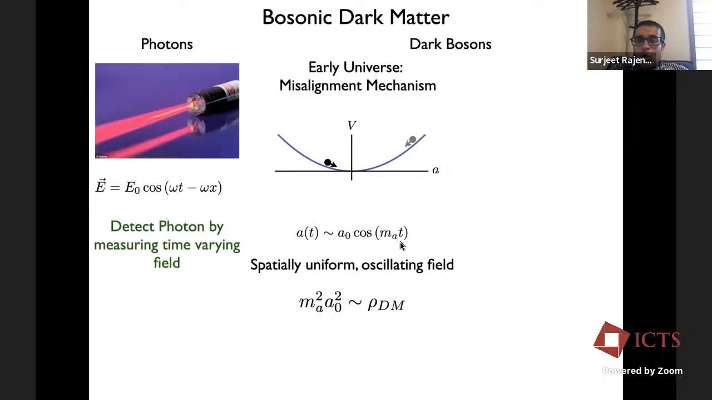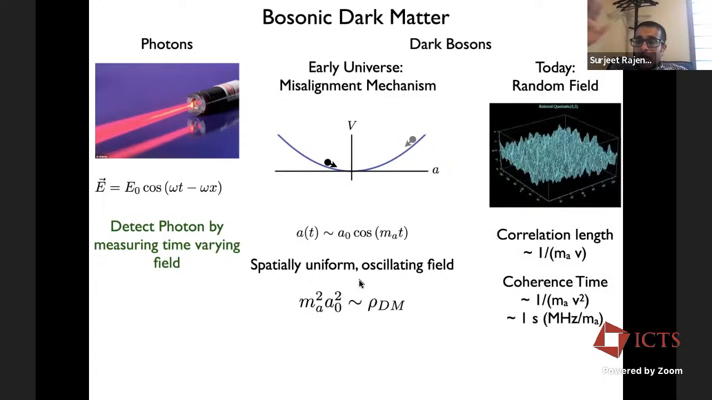Well, it's just some A naught cosine mt. And what that means is that you now have a time-dependent field oscillating up and down at a frequency equal to the mass of the dark matter. And in the early universe, we would just think of this dark matter field as being completely spatially homogeneous. Everywhere in the universe, it has exactly the same value. It is just going up and down in time.